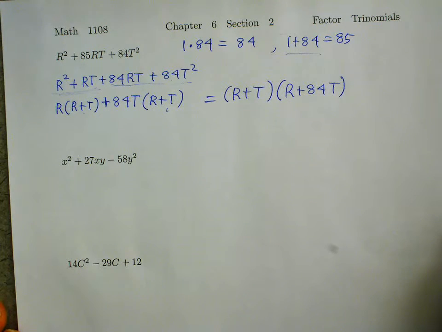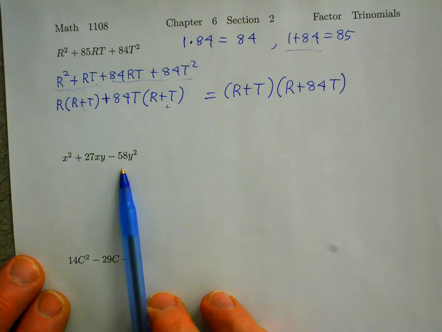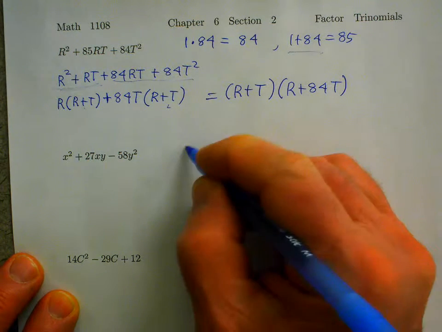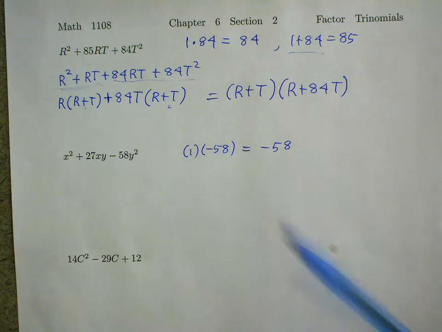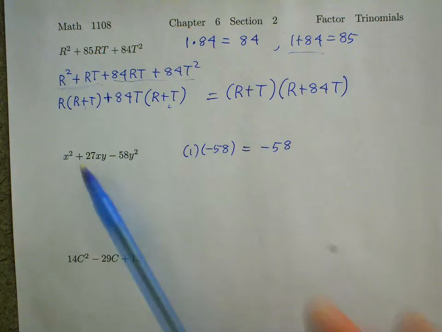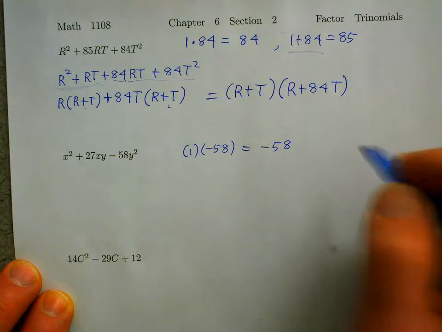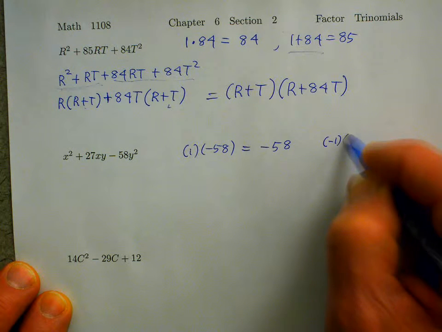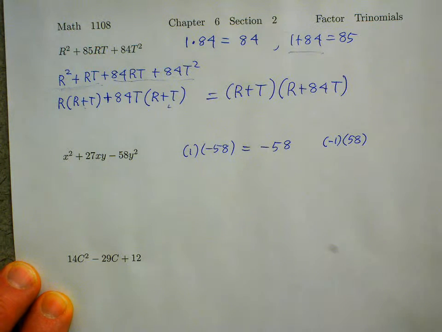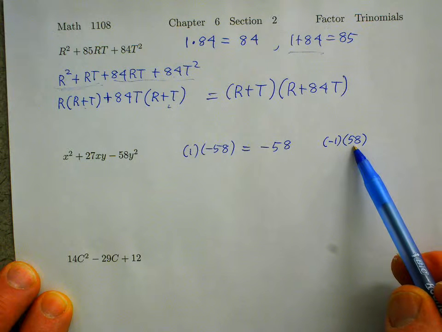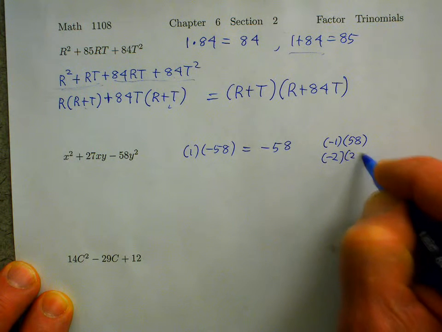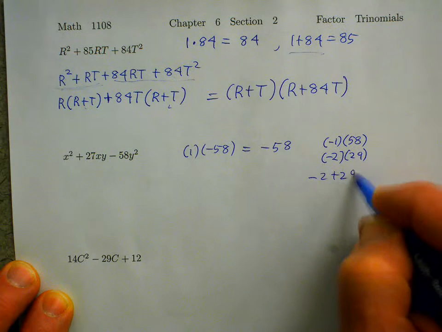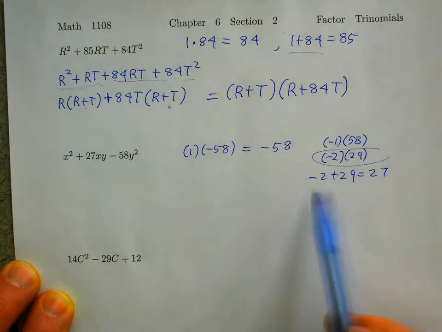Okay, we're down to less than a minute. On the next one, using the AC method, we would multiply 1 times negative 58, which is negative 58. And then two integers that have a product of negative 58 and a sum of 27. Well, if we use the systematic approach, we want to pick pairs of integers, one positive, one negative, but the one with the largest absolute value is positive. So our first pair, negative 1 times 58, and then negative 2 times 29. So negative 2 plus 29 is 27. So we found the two integers, negative 2 and 29.